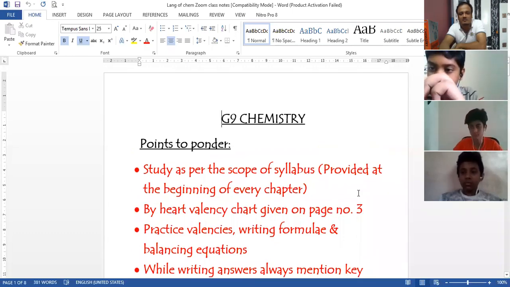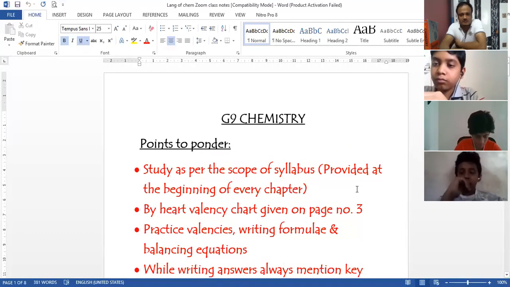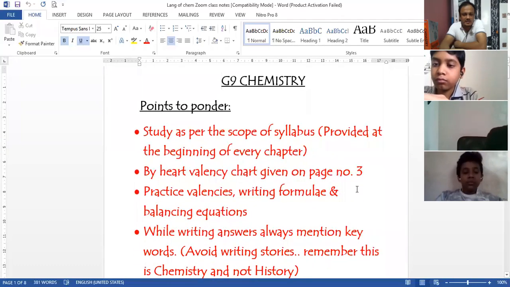Point 3 is you have to practice valencies. You have to know how to write formula, and you have to know how to balance equations. All these 3 things, valencies and all, we have studied from grade 7. Formula and balancing equation we have studied in grade 8, so that also we have done.